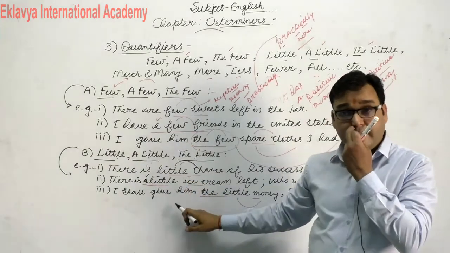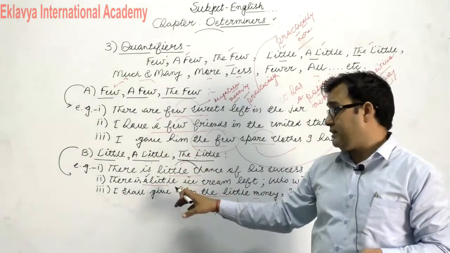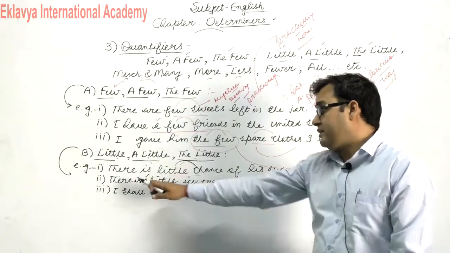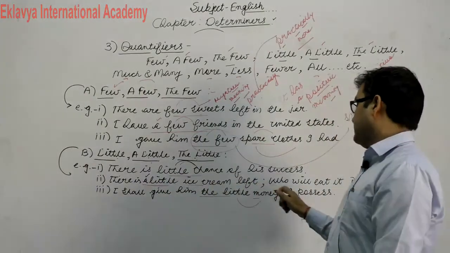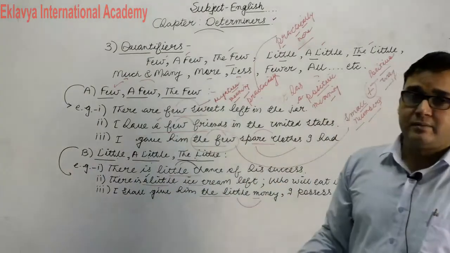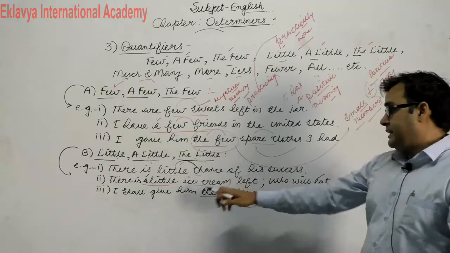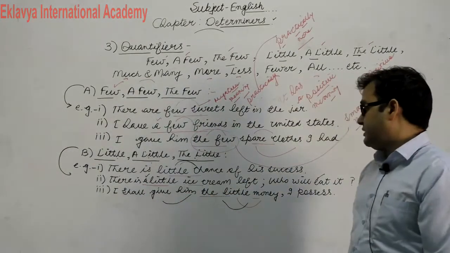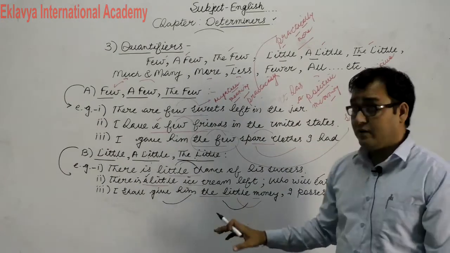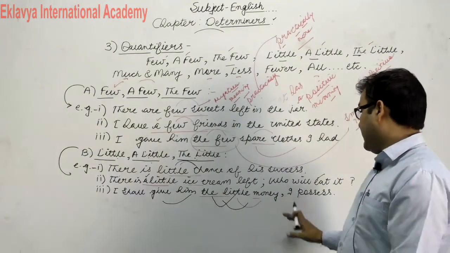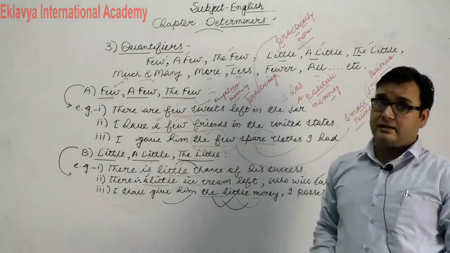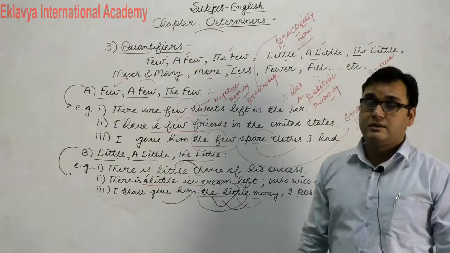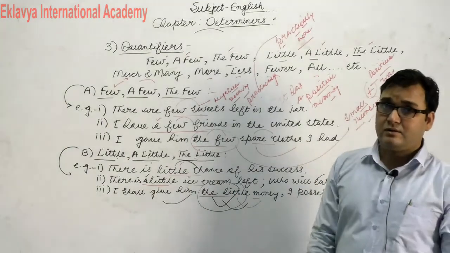That's why it has a positive meaning, because when you add a before little, it will denote a positive meaning. So there is a little ice cream left, a little ice cream is left, we will eat it. Next, example number 3: I shall give him the little money I possess, that is, the little money I have, I will give him. It means that you have something. That's why the little speaks about the small quantity, not numbers.